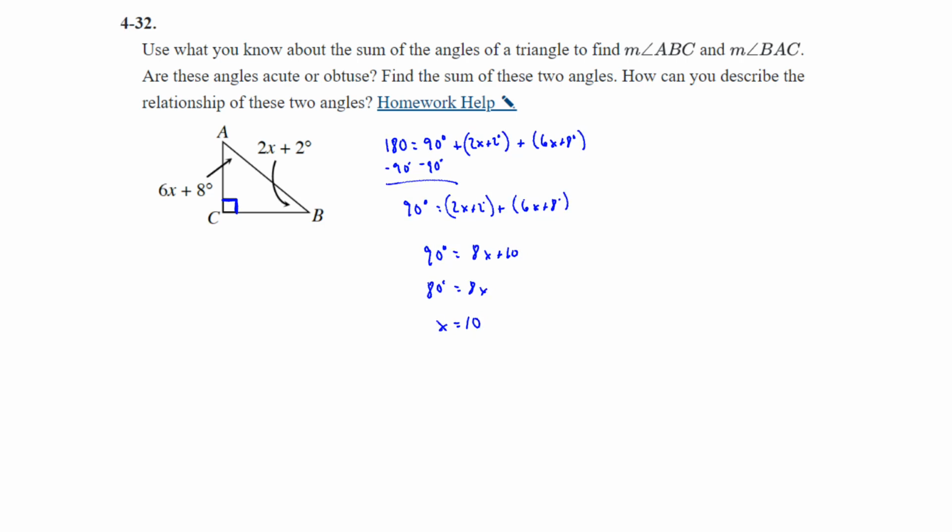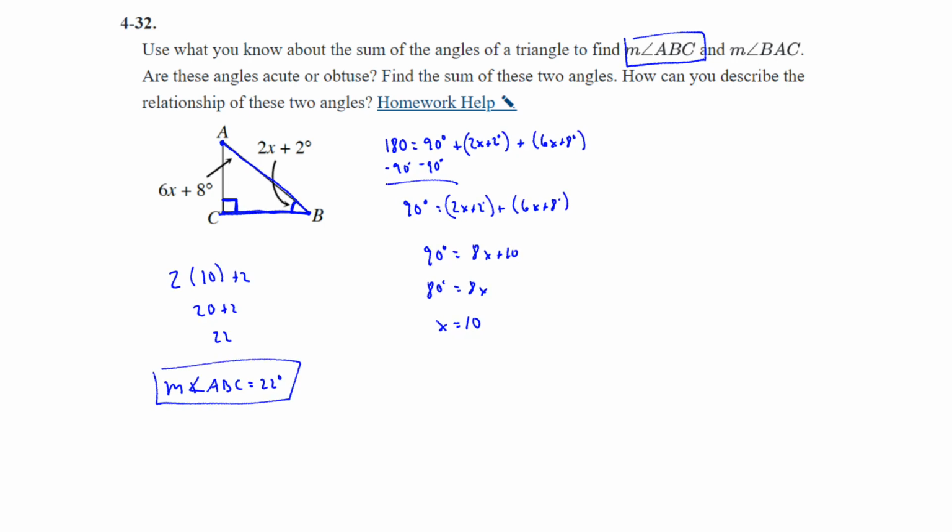Now, to make sure we're answering the question, it wants to know the measure of angle ABC. So angle A, B, C, and you need to go in that order. A, B, C. So we're looking for this angle right here. That's 2x plus 2. 2 times 10 plus 2 would be 20 plus 2. So therefore, the measure, you have to write this correctly, of angle ABC is equal to 22 degrees.